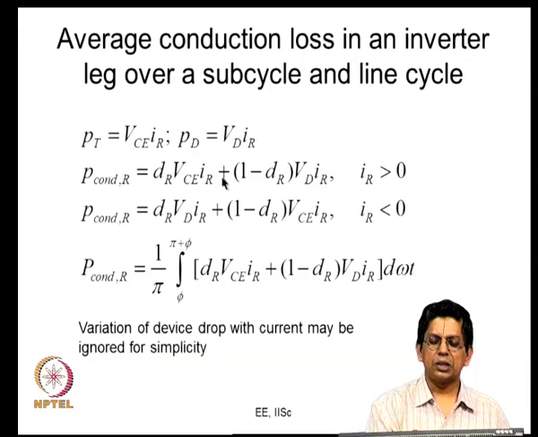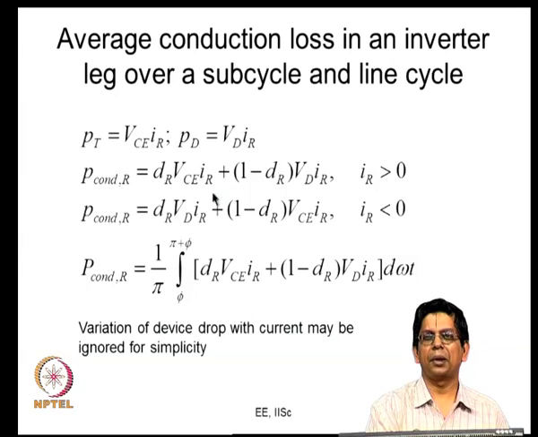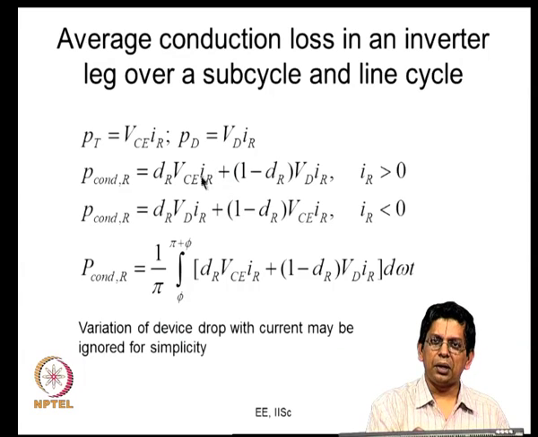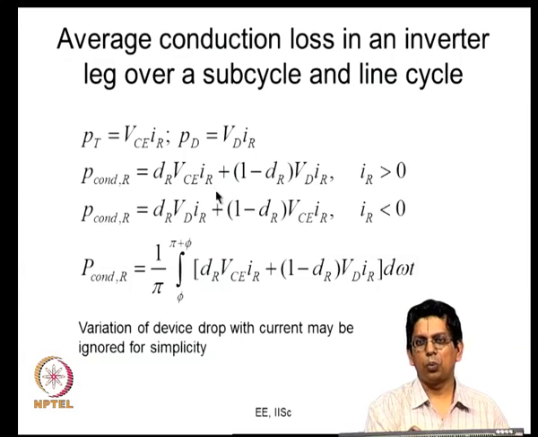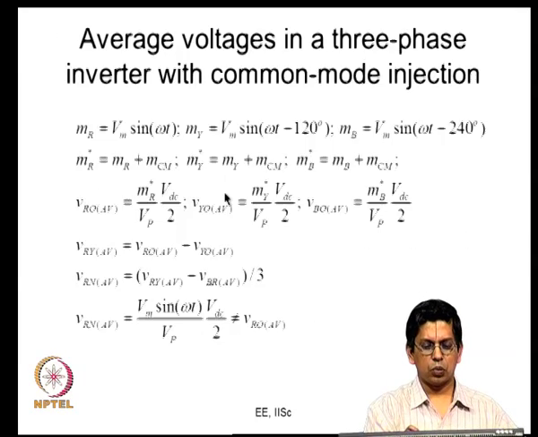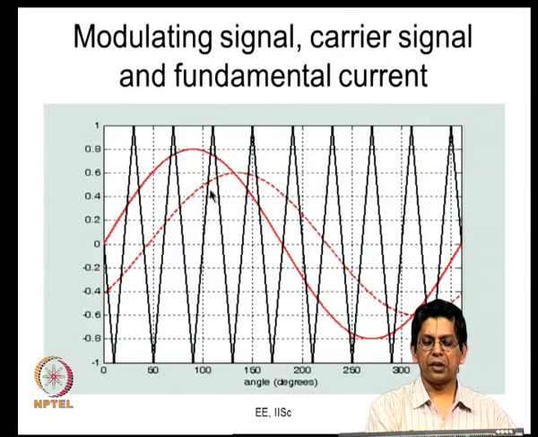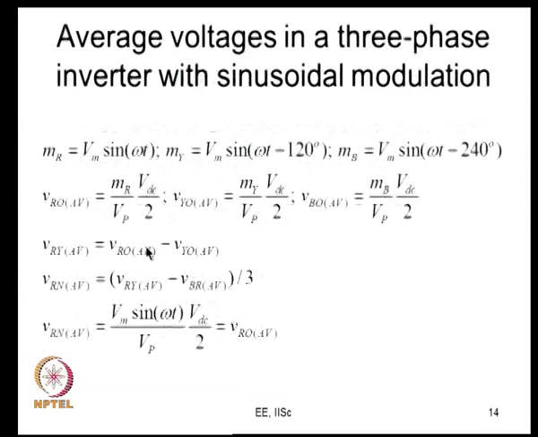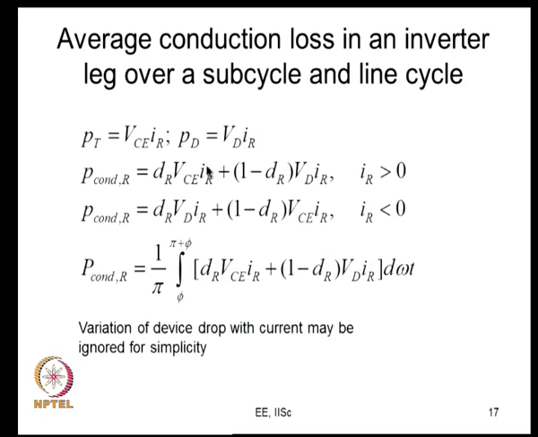Strictly speaking, this current has both fundamental and ripple components, but the ripple component can be neglected. We are talking of high switching frequency cases, so it is not very significant. So, you can take this IR to be fundamental alone. So, this IR can be represented by some Im sin(omega t minus phi), as I had shown before. So, this is the variation. If you call the peak value Im, this is Im sin(omega t) minus some angle phi. This could be 45 degrees. So, you have IR varying and you also have the duty ratio varying with omega t.